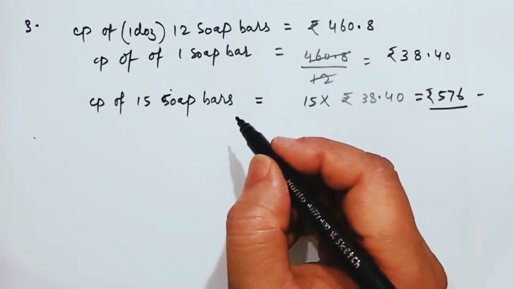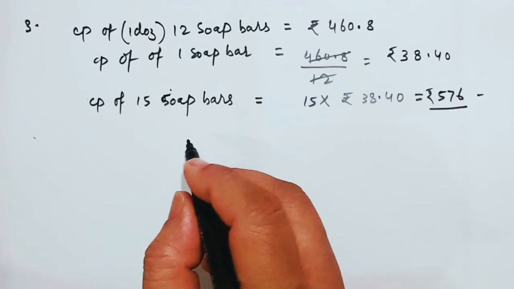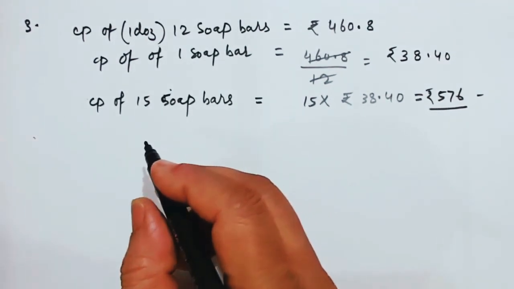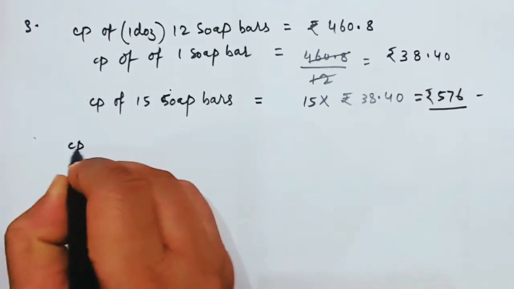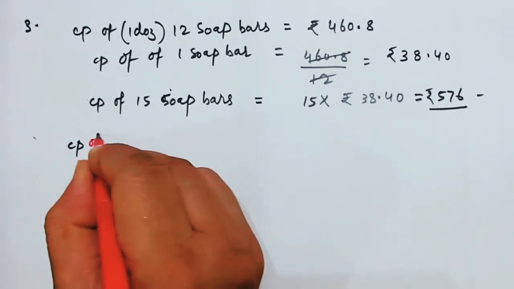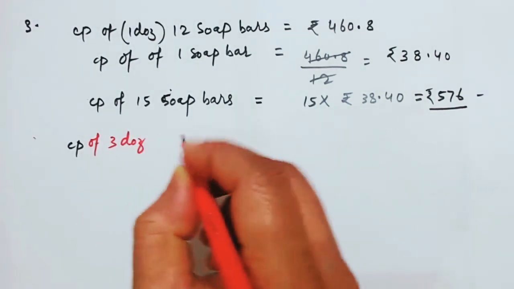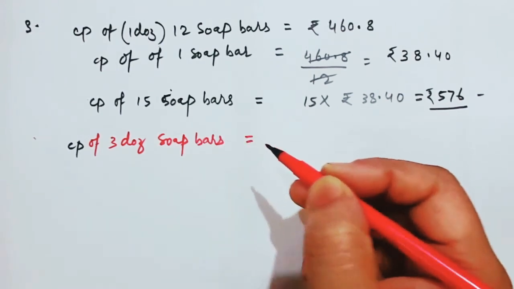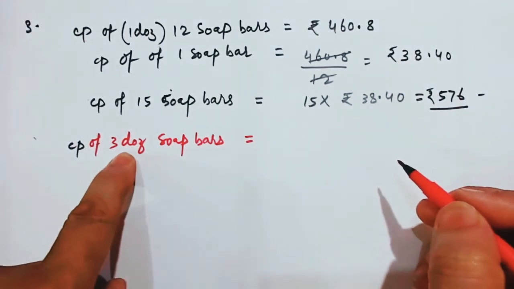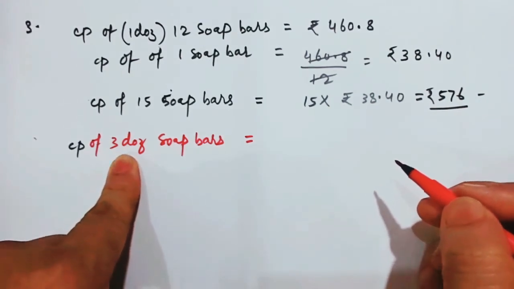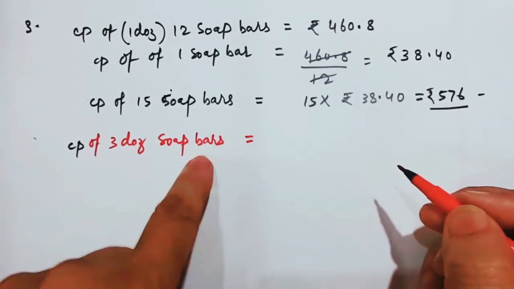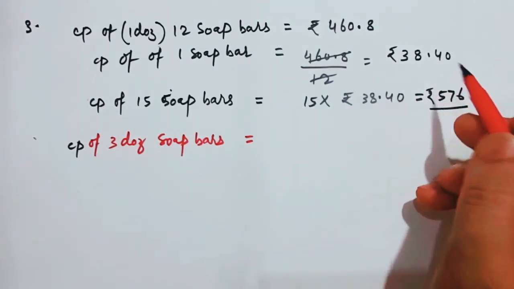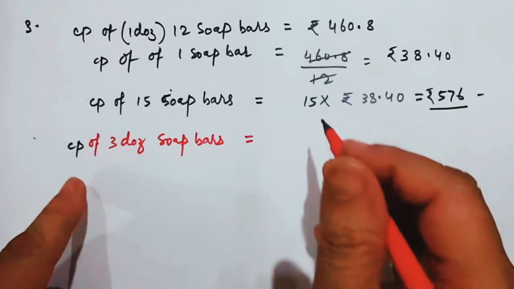Find the cost of 3 dozen soap bars. So see, have a look. The cost of 1 dozen is already given. They are asking you 3 dozen soap bars. So now let me write this as cost price of 3 dozen soap bars. 3 dozen means how much? 3 into 12 is equal to 36 soap bars. So instead of multiplying 38.40 by 36, you can also find it out in this way.